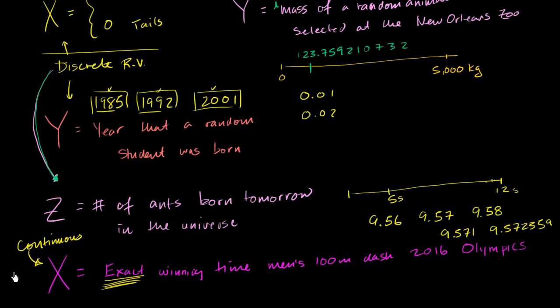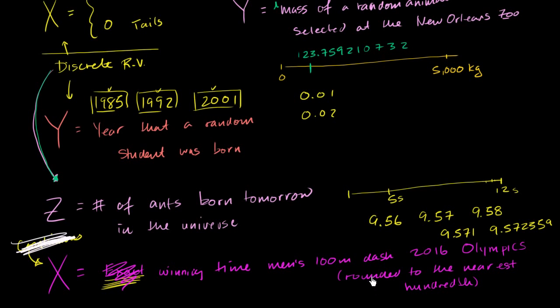Now, what would be the case, instead of saying the exact winning time, if instead I defined X to be the winning time of the men's 100-meter dash at the 2016 Olympics, rounded to the nearest hundredth. Is this a discrete or a continuous random variable? So let me delete this. I've changed the random variable now. Is this going to be a discrete or continuous random variable?